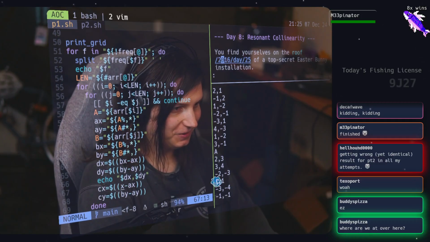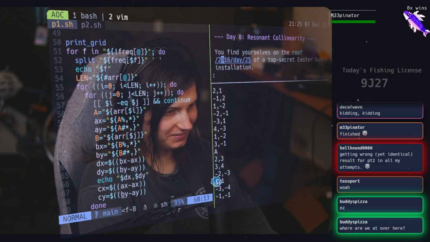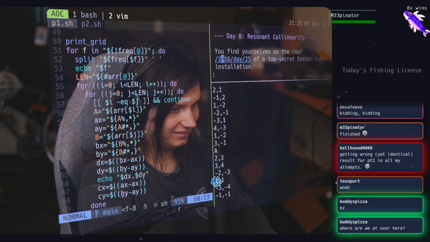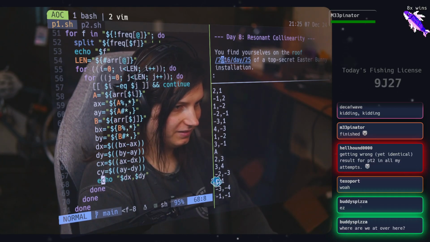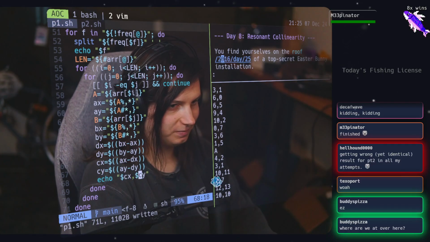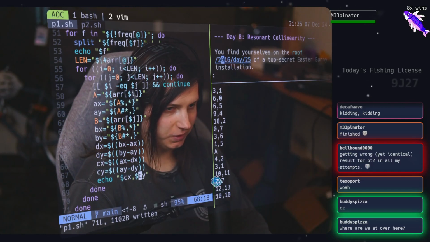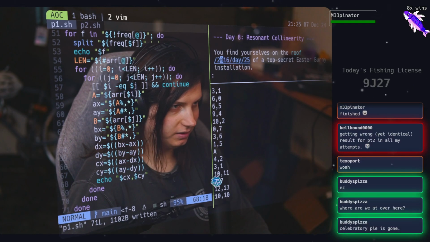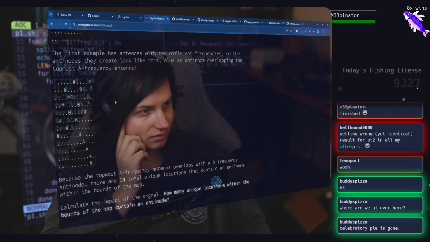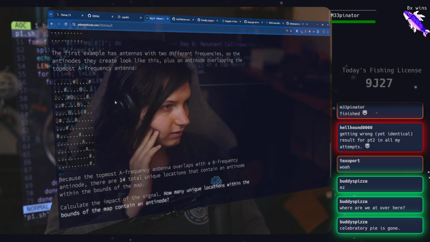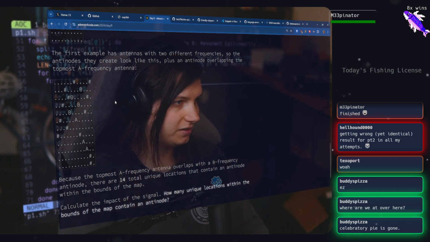cx equals ax minus dx. Yeah. All right, 4 2. It's saying we should have 4 2 and 3 1. Is that right? 0 1 2 3 4, 2 0 1 2 3 1. That looks right. Those look like very real antinodes.